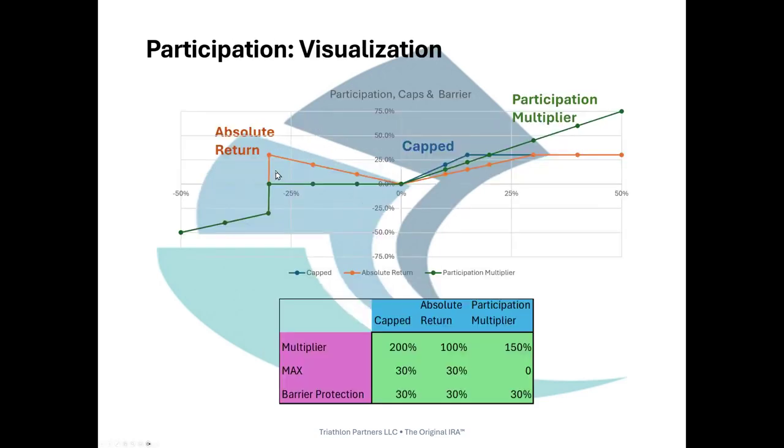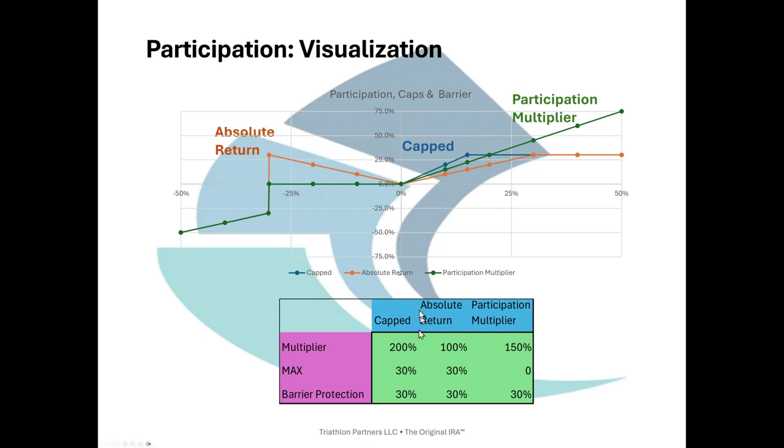And I have another graph. I'd like to start off with the participation multiplier. All these notes have that 30% barrier protection, right? So the green line has a participation multiplier where you could see the note actually outperforms everything else because the multiplier is 150%, right? As opposed to 100% if you were long the underlying index, right?